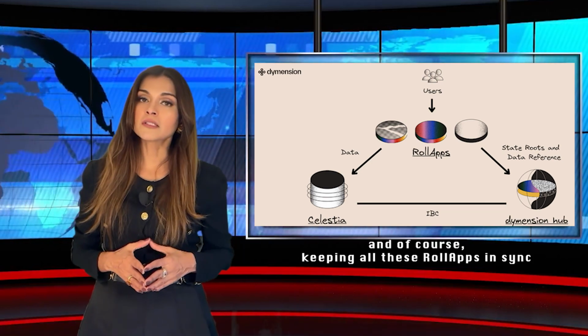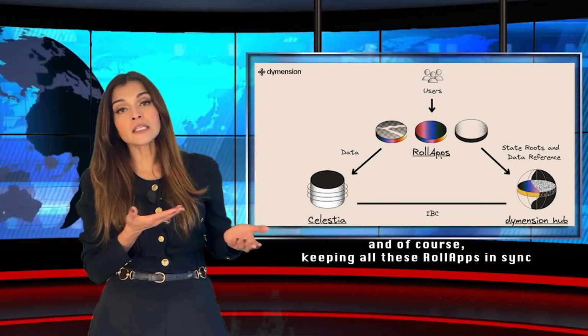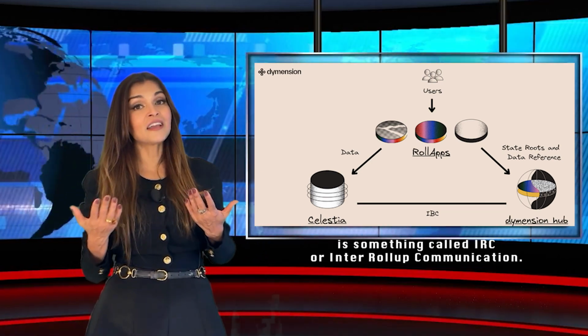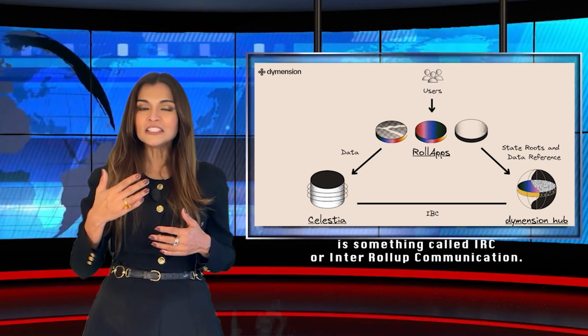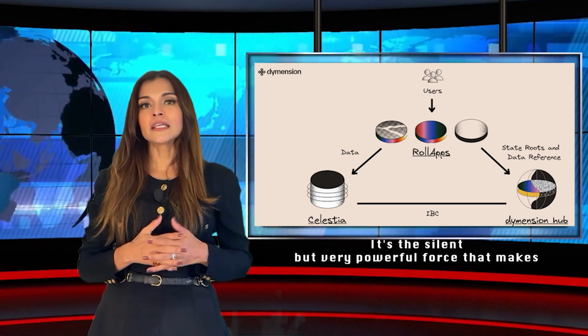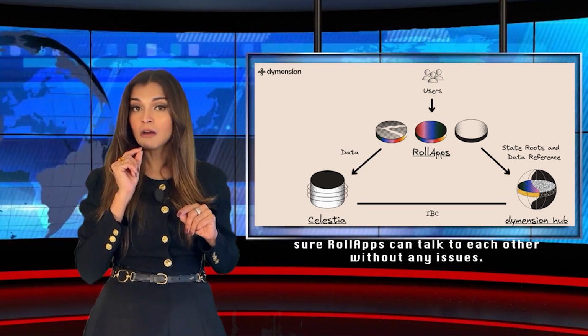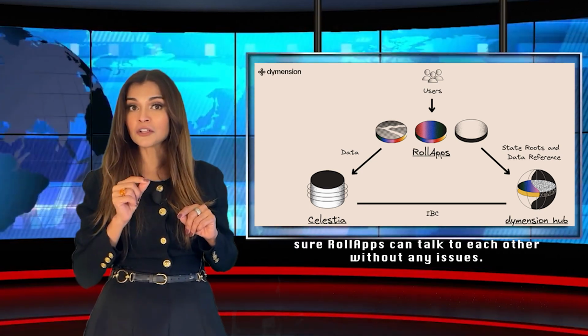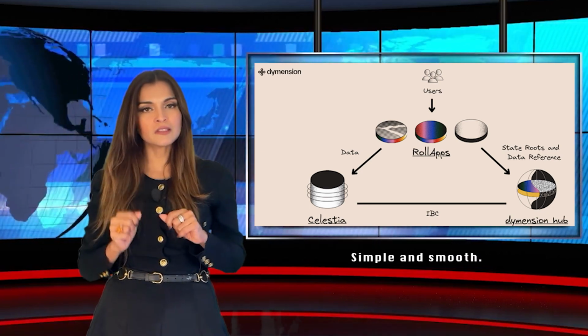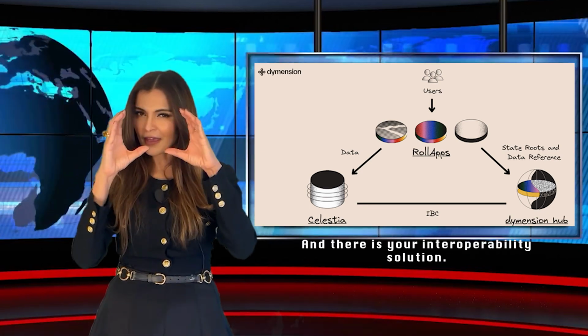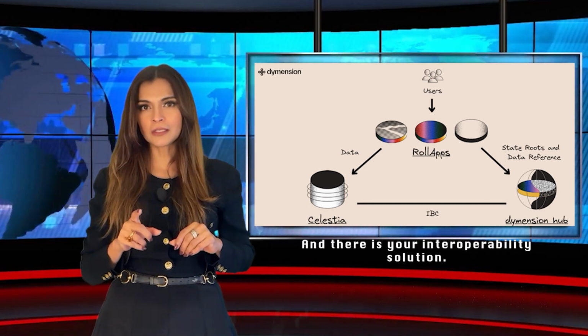And of course, keeping all these rollups in sync is something called IBC, or inter-rollup communication. It's the silent but very powerful force that makes sure rollups can talk to each other without any issues. Simple and smooth. That's the goal. And there is your interoperability solution.